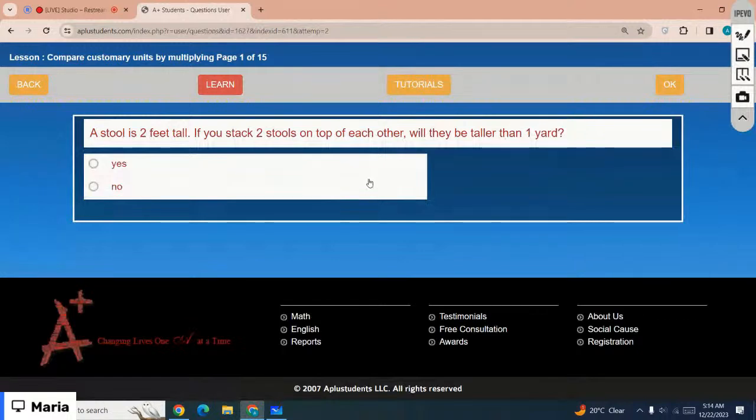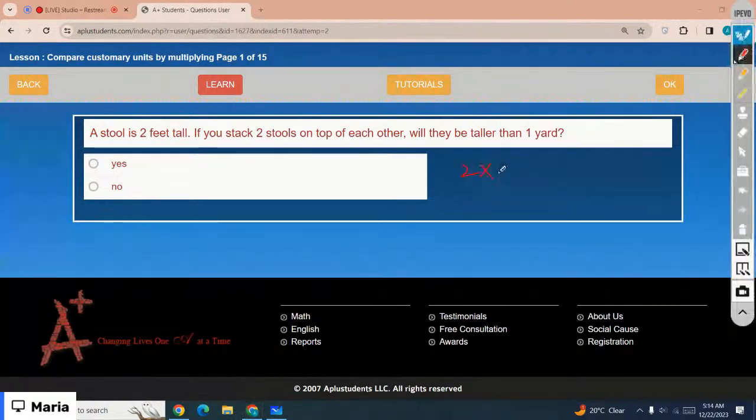So you are given the length of one stool, right? The length of the one stool is 2 foot, right? So the question, you have two stools on top of each other. So that means then height is 2 times 2 equal 4 feet. Now you have to compare 4 feet to 1 yard. And if you must remember the basic conversions, 1 yard equal 3 feet. So basically that is a comparison between 3 feet and 4 feet. So obviously 4 feet is more than 3 feet, right? The correct option is 4 feet.